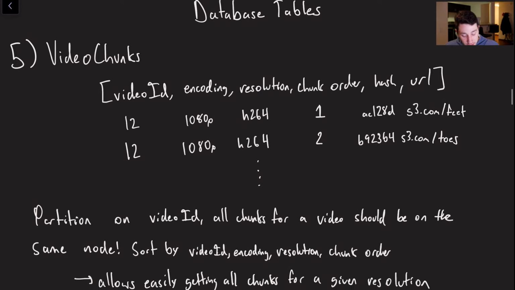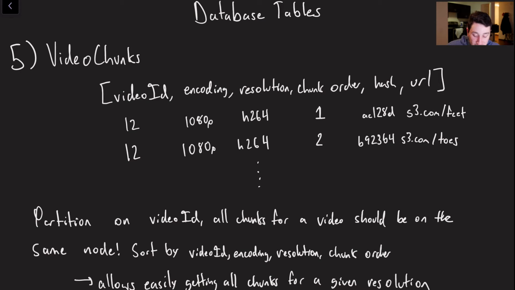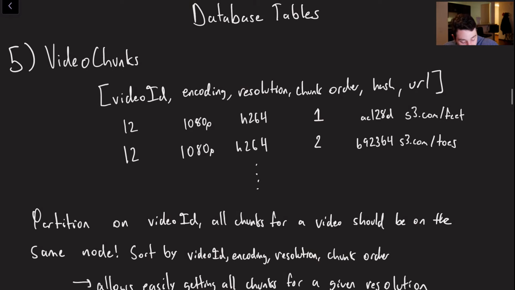Another thing that is worth talking about is our video chunks table, where as you can see, we now have a bunch of encodings and resolutions to worry about. Now I've pretty stupidly switched the order of these, so H.264 would be the encoding, 1080p would be the resolution, but the gist is that by partitioning by video ID, we ensure that all the chunks for a given video are on the same node.